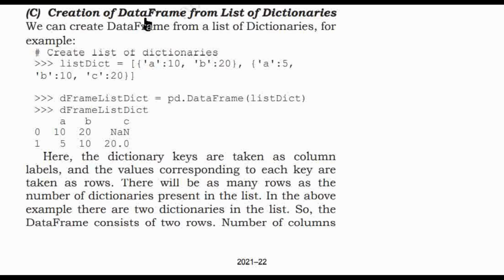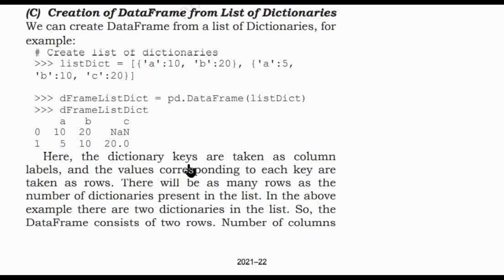Creation of a DataFrame from a list of dictionaries. We can create a DataFrame from a list of dictionaries. For example, let us create a list of dictionaries: listDictionary = [{'a':10, 'b':20}, {'a':5, 'b':10, 'c':20}]. dFrameListDictionary = pd.DataFrame(listDictionary). dFrameListDictionary with columns a, b, c: rows 0 and 1, 10, 20, NaN; 5, 10, 20.0.